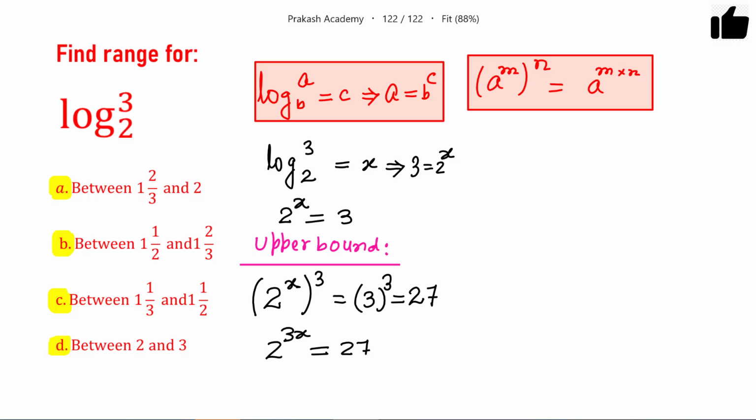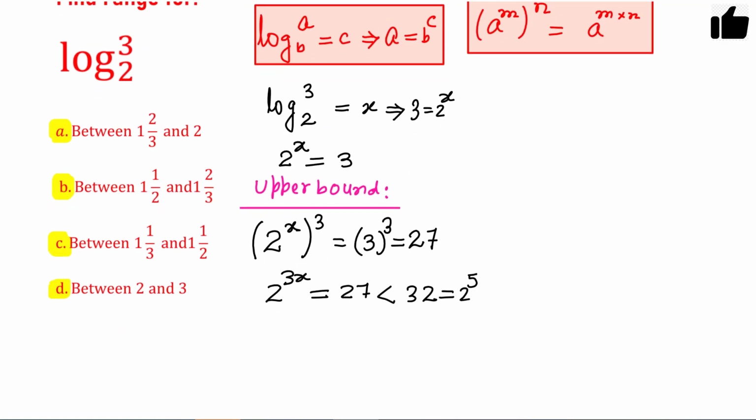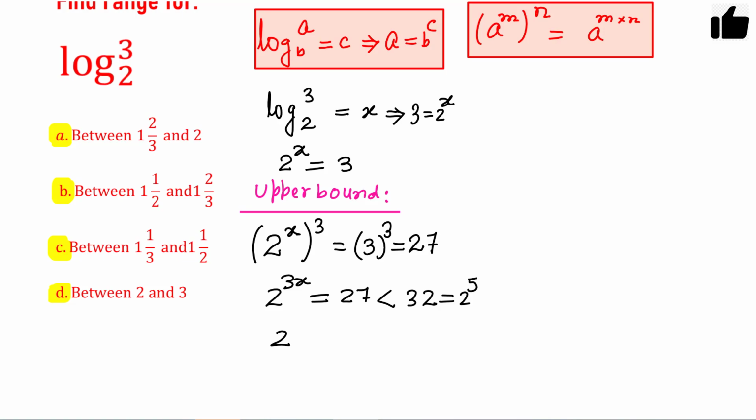Now we want to find the upper bound. So for this 27, I can find a number that is greater than 27, but it has to be a power of 2, so it can be expressed as 2 raised to the power something. This number can be 32. Let us say 32 is greater than 27, and this can be written as 2 raised to the power 5. Now you see the advantage of doing all this: I can write 2 raised to the power 3x is less than 2 raised to the power 5. Since the base is the same, I can say 3x is less than 5.